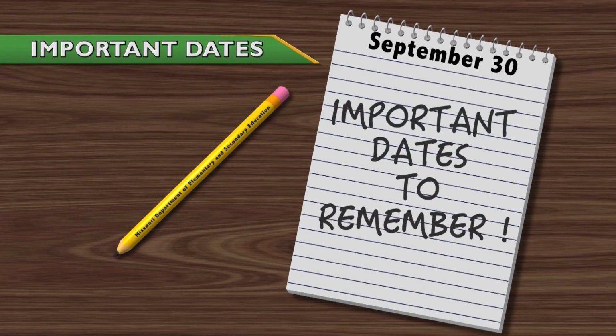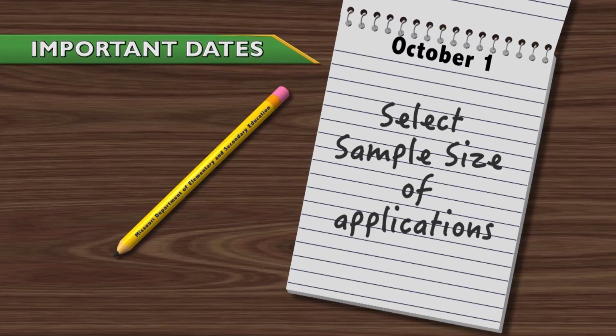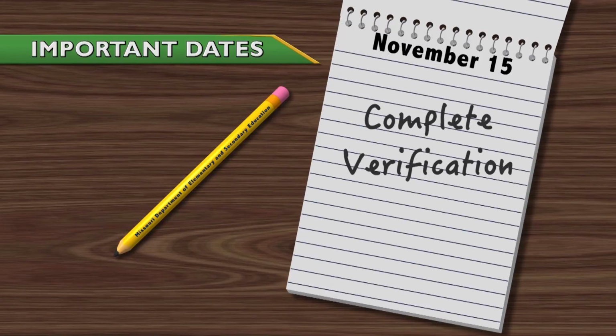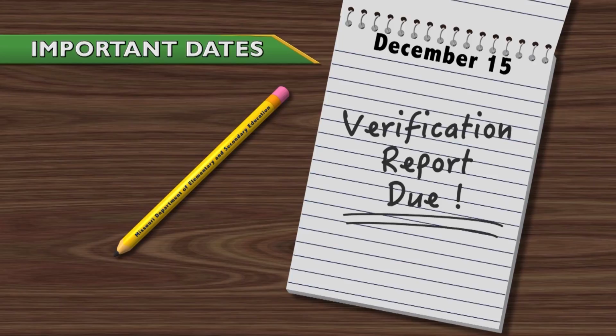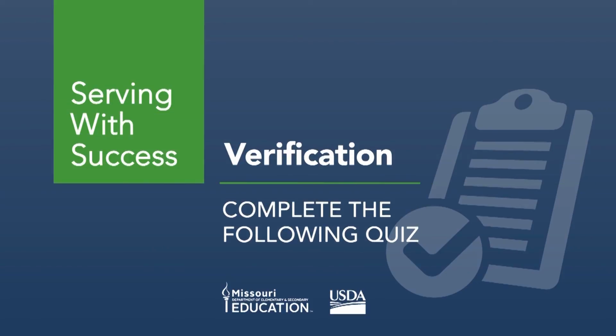Remember these important dates in the verification process. October 1st, select the sample size of applications. This is for FNS 742 reporting only. November 15th, verification completed. December 15th, verification report due. Now that you have finished the verification module, complete the following brief quiz.